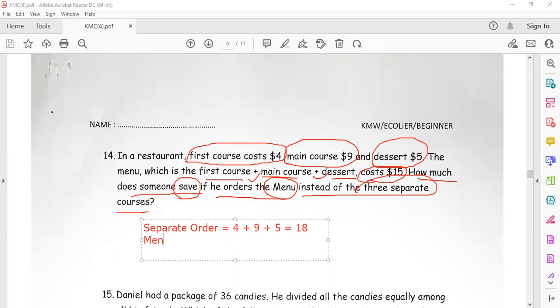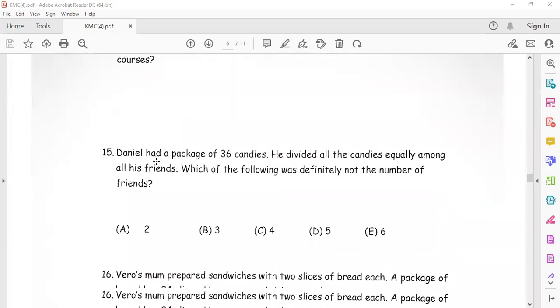Now, if you used the menu, you would automatically be paying how much? 15, right? So there is a difference between the separate order and the menu order. And how much do you save? You definitely make a savings there. That would be the difference, and that would be 3. That's easy, that's not too difficult, okay? So let's move on to the next question.